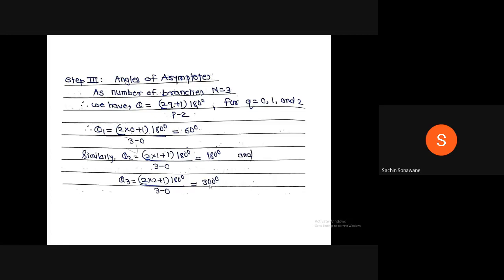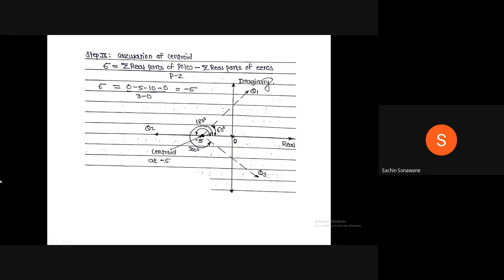Therefore three angles we have got, theta 1, theta 2 and theta 3. Now calculation of centroid. Step 4. Centroid sigma is equal to summation of real parts of poles minus summation of real parts of zeros divided by p minus z. Therefore sigma is equal to 0 minus 5 minus 10 minus 0 divided by 3 minus 0, which is equal to minus 5. Therefore locate centroid sigma at minus 5 and draw the angles from minus 5, that is 60 degree, 180 degree and 300 degree.